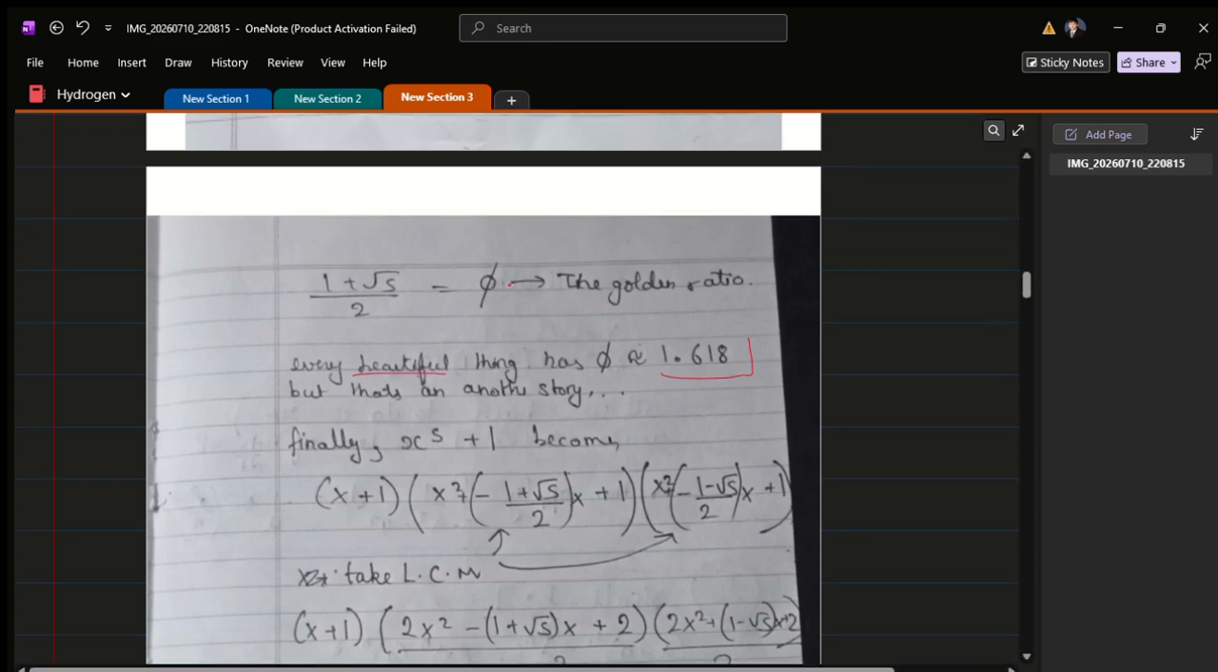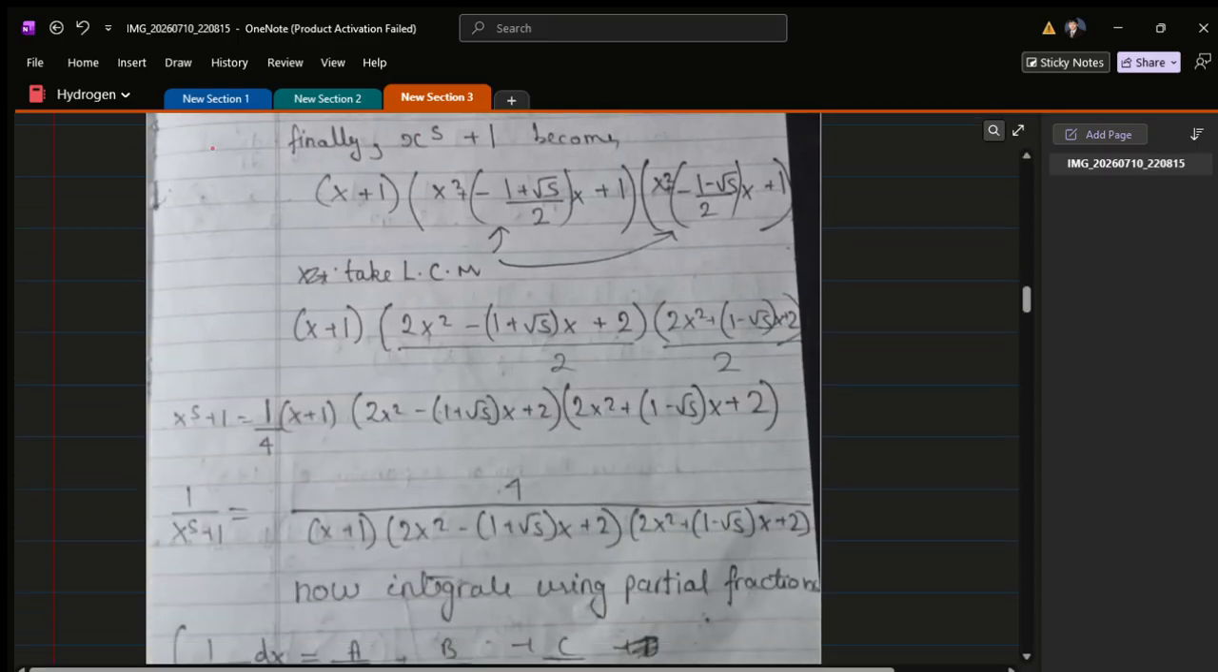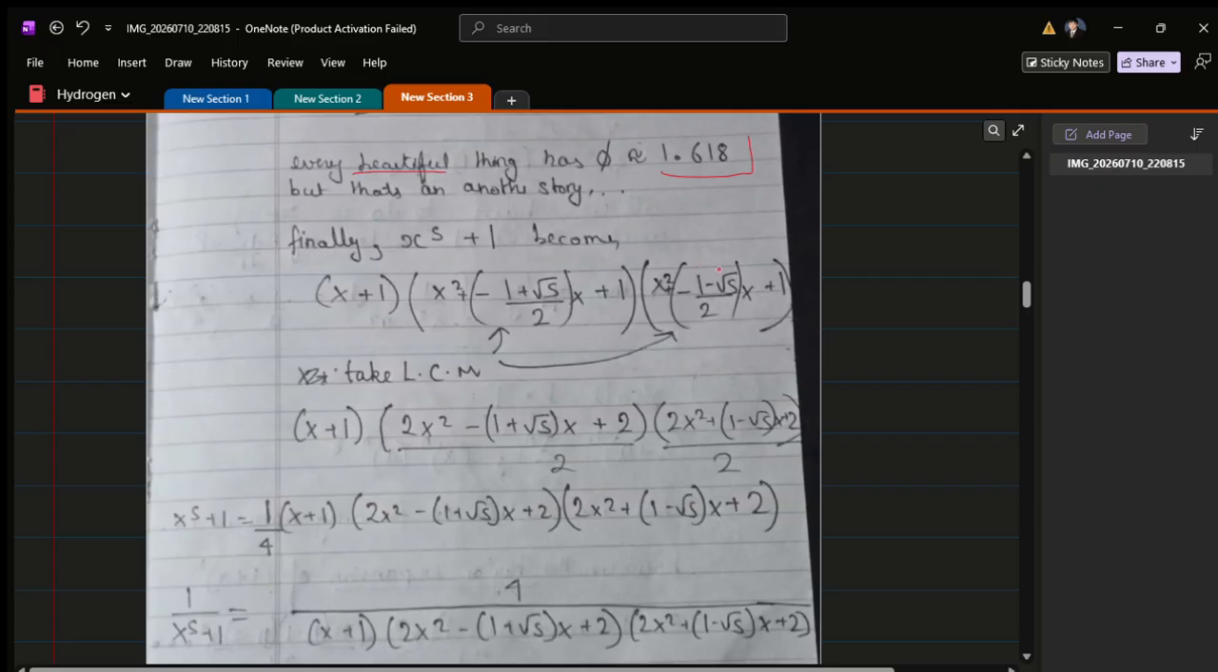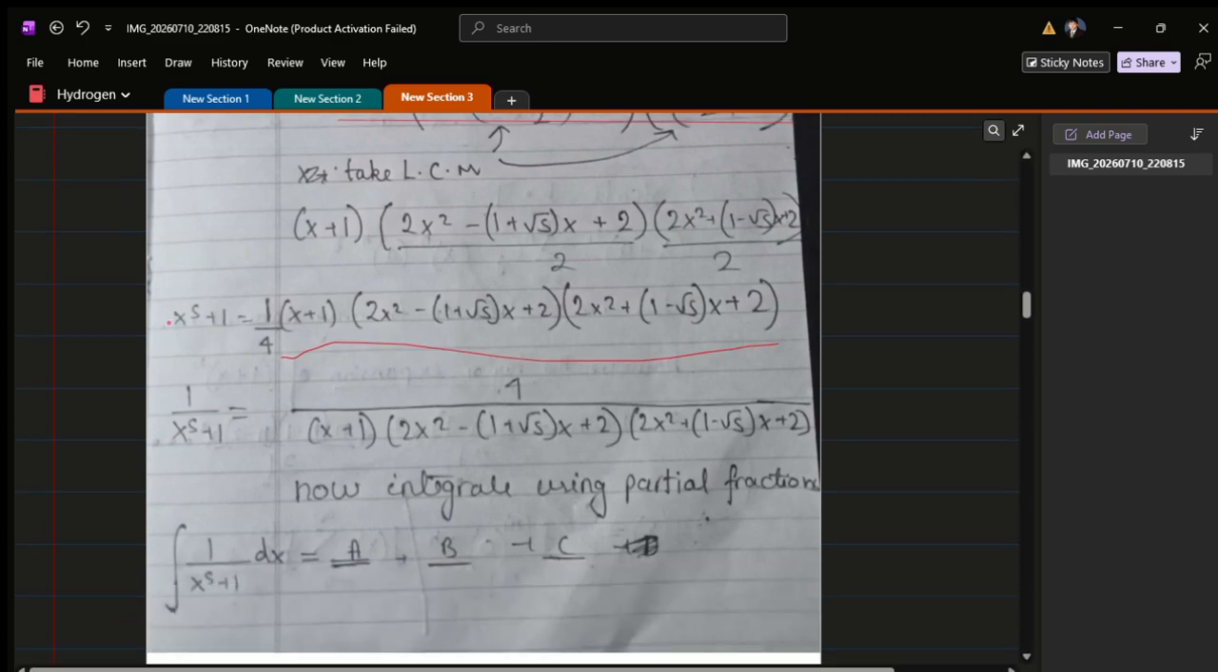But that's another story. 1 plus root 5 by 2 is the value, but that is not actually required here, just the a and b in terms of root 5. Now we get, finally, we factorize x to the power 5 plus 1 into this. Okay, now we can just take LCM, simplify this, it becomes this. x to the power 5 plus 1 is this. Take a reciprocal, we get this.